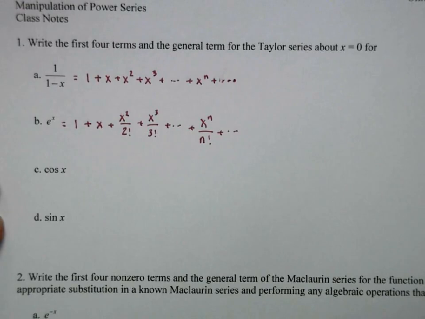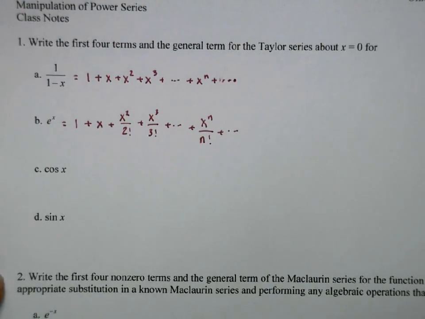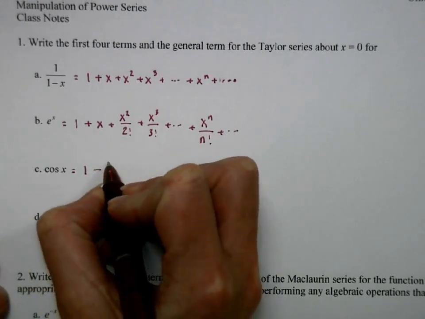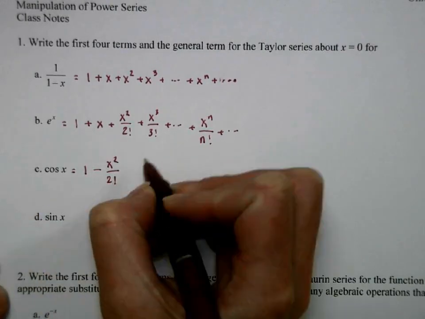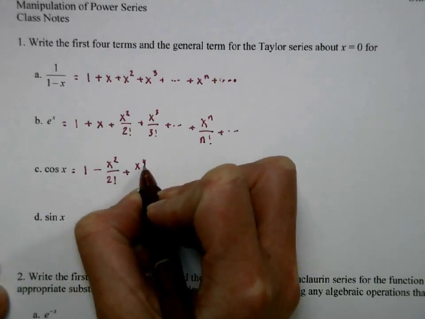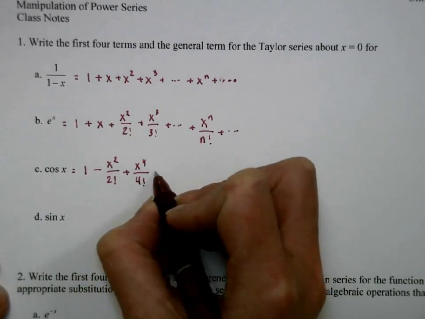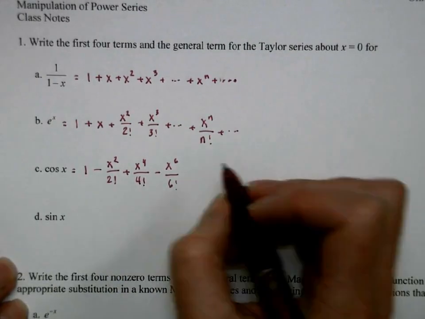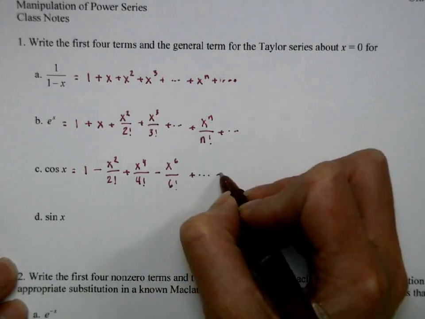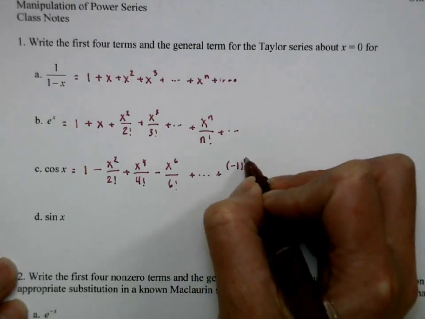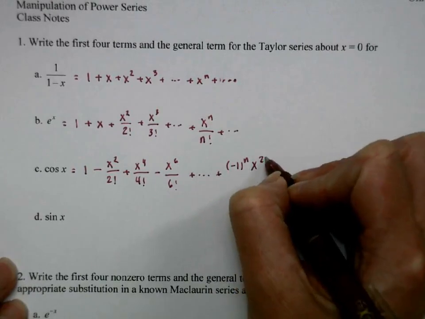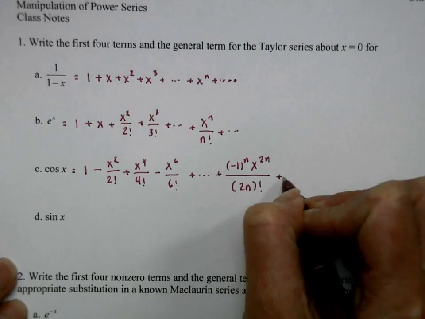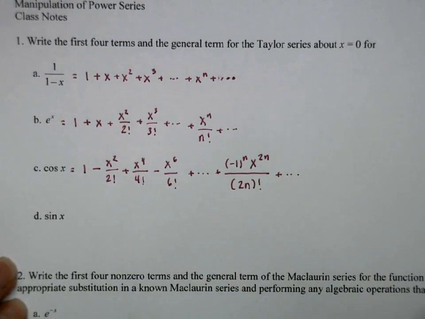Okay, cosine is our even function, sine is our odd function. So cosine is 1, this one alternates, minus x squared over 2 factorial plus x to the 4th over 4 factorial minus x to the 6th over 6 factorial. The general term here is negative 1 to the n to make it alternate, x to the 2n to get the even powers, over 2n factorial.